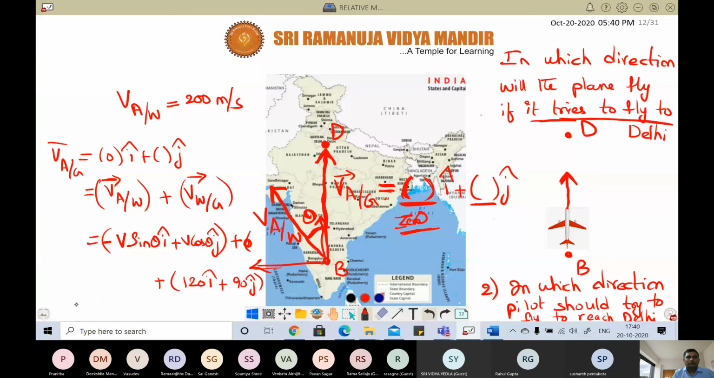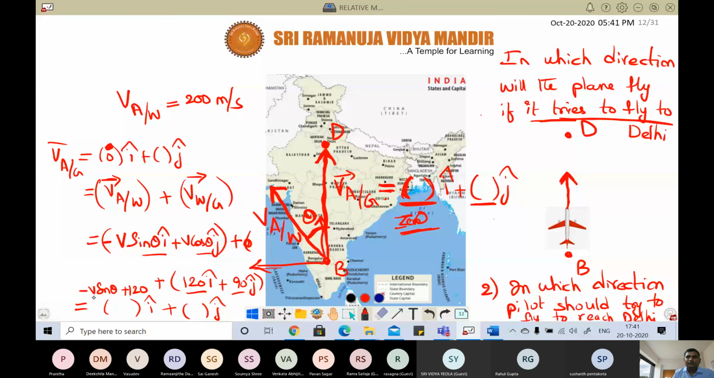Okay. So now here i cap is there, j cap is there, j cap is there. So if I separate i cap plus j cap, now j cap, anyway we keep it like this, v cos theta plus 90. What is more important for us? The i cap component should be 0. What is the i cap component? Minus v sine theta plus 120. Correct or not? Minus v sine theta plus 120.